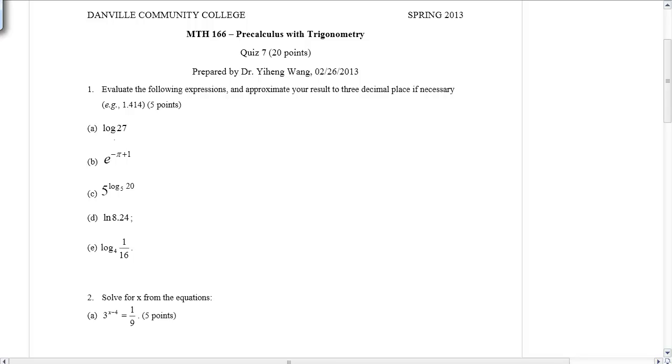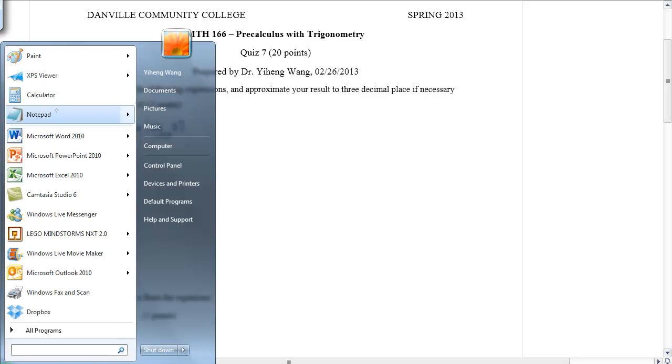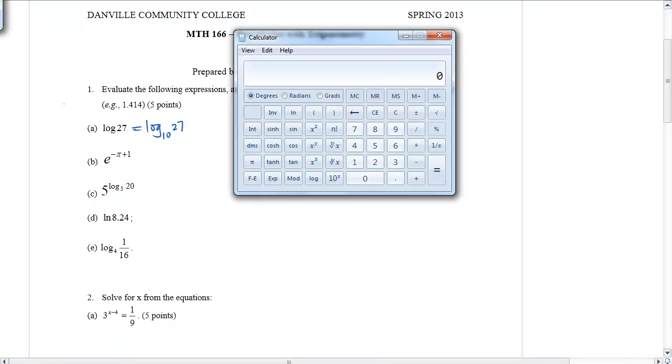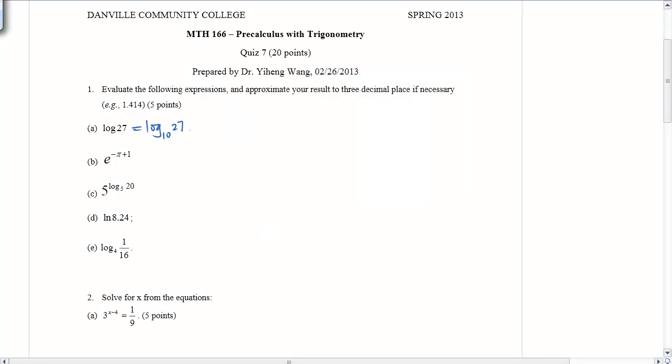Here you don't see a base. The missing base implies that this is a common logarithm with a base of 10. Therefore, this is log base 10 of 27, and this is something that you can directly find from your calculator. The symbol right here, so all you need to do is to enter 27 and then hit this log key and approximate this answer to the third decimal place, which will be 1.431.